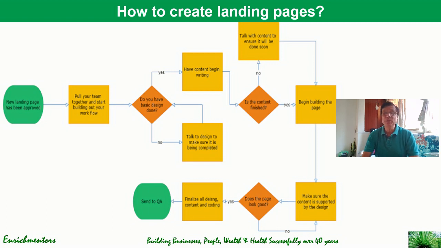Once you have both the things, design and content, finished and ready, then you start building the page, and you make sure that your content is supported by the design and vice versa. And if that is not there, you evaluate and see whether your page looks good. If there's room for improvement, you go back and look at whether the content and design are supported by each other, that they are synced with each other. And if it is, you finalize all the design, content, and coding, and then send it to QA for implementation.